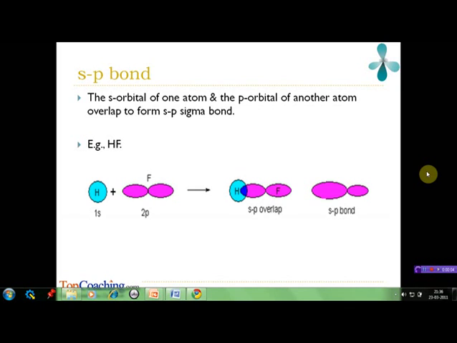The next type of sigma bond is the SP bond. As the name itself indicates, S orbital of one atom overlaps with P orbital of another atom to give rise to SP sigma bond. Its example is hydrogen fluoride, in which one S orbital of hydrogen atom with one electron overlaps with 2p orbital of fluorine atom, which also has one electron. Please keep in mind that out of the 3 p orbitals, 2 will be completely filled, whereas 1 will be half filled in the outermost valence shell of fluorine atom. So that half filled orbital will overlap with 1s orbital of hydrogen atom to give rise to a sigma bond, which is sp in nature.